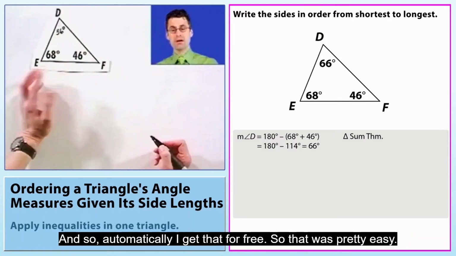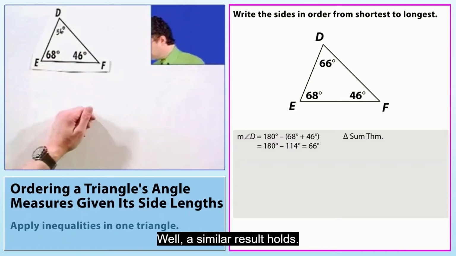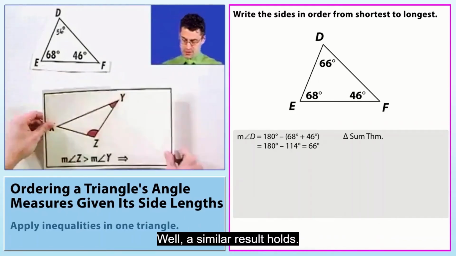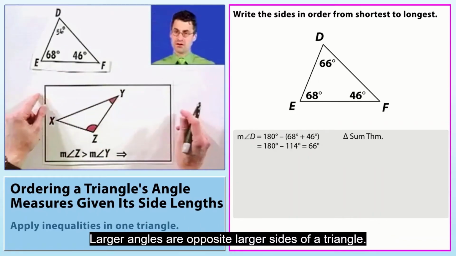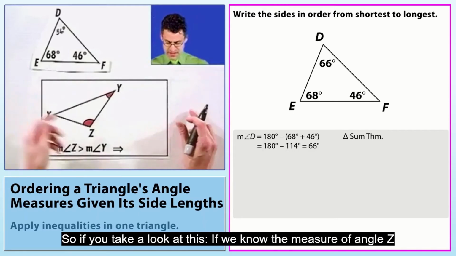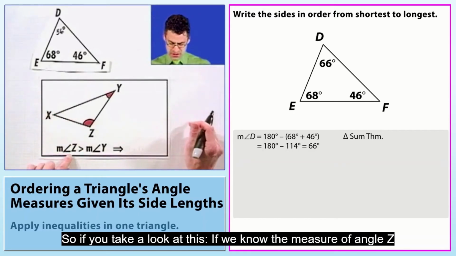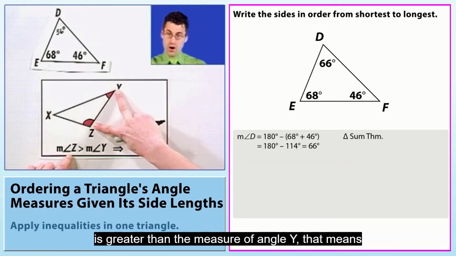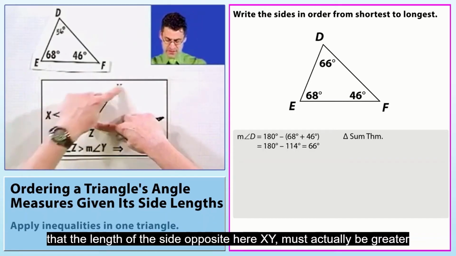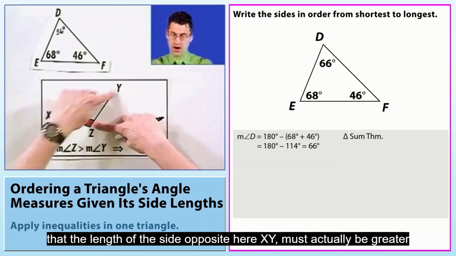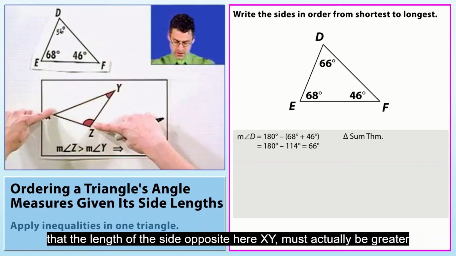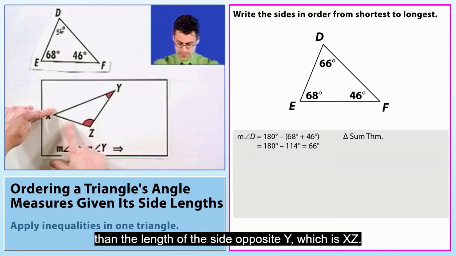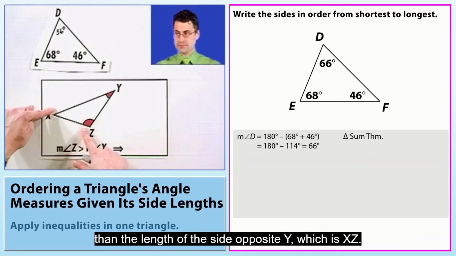So that was pretty easy. But what about the sides? Well, a similar result holds. Larger angles are opposite larger sides of a triangle. So if we know the measure of angle Z is greater than the measure of angle Y, that means that the length of the side opposite Z, XY, must be greater than the length of the side opposite Y, which is XZ.